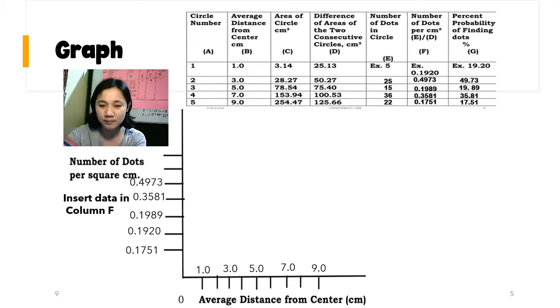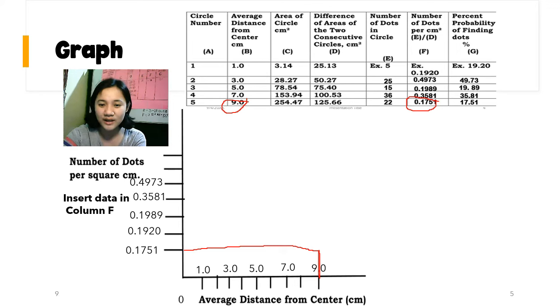Now, paano natin ipa-plot itong data na to na meron tayo? So, itong 0.1751 ay ito siya, right? Ito yung ano na yun, diba? Data. So, kaninong centimeter siya or kaninong average distance siya? Kay 9. Okay? So, ilo-locate natin siya, i-connect natin siya. So, ito ay data na 9. Okay, pasensya na, hindi straight.